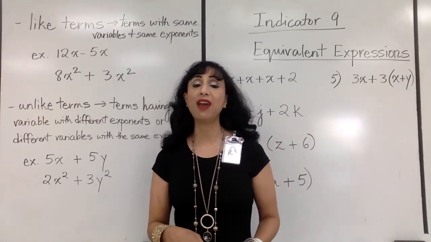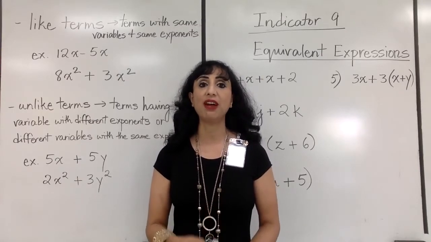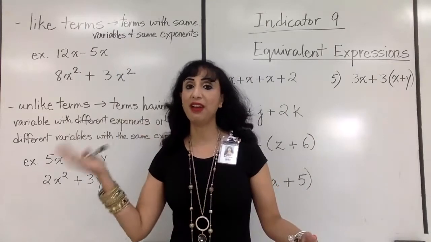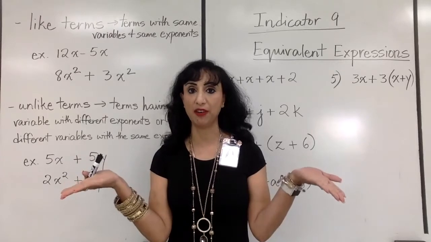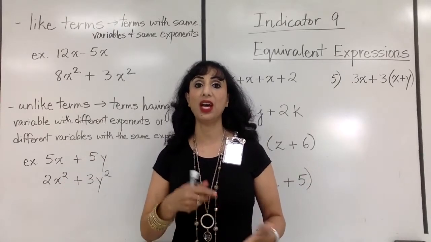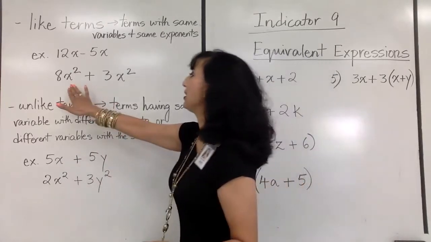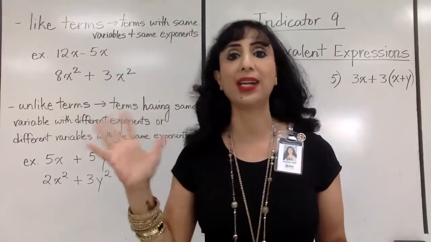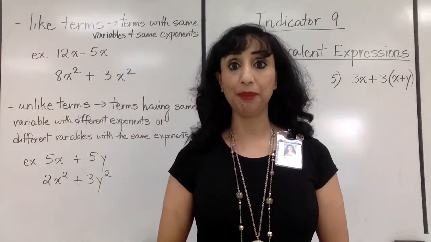If I say 12x minus 5x, I can definitely take away 5x from 12x because I have 12 x's and then I have 5 x's. I can remove 5 x's from 12 x's because I have the same variable. Same thing if I have 8x squared and another 3x squared, because I have exactly the same exponent and the same variable, I can add or subtract these, okay? So that's what like terms mean.